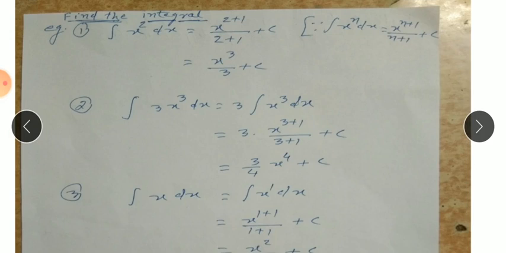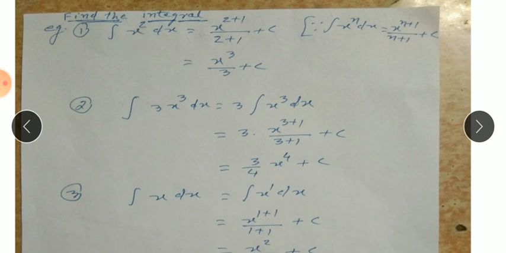Integration of x square dx. We know the formula: integration of x raised to n is equal to x raised to n plus 1 upon n plus 1. Our question is integration x square dx, that is x raised to 2. Comparing with the formula, this is x square and this is x raised to n. Here n is replaced by 2.